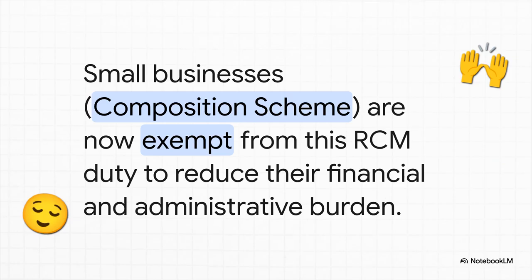But the government quickly realized, whoa, this is a huge burden for the little guys. I'm talking about small businesses, especially those on what's called the composition scheme, who can't claim that ITC back. For them, it's a real cost. So they introduced a fix. As of January 2025, those specific small businesses are now exempt from this whole RCM duty.